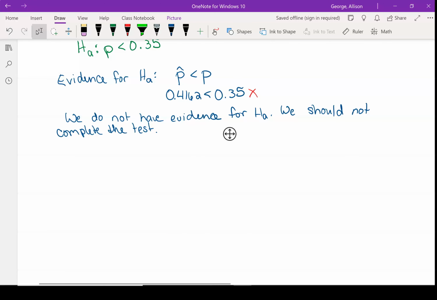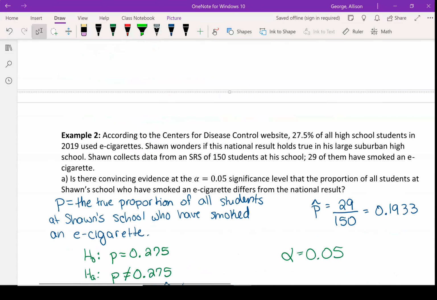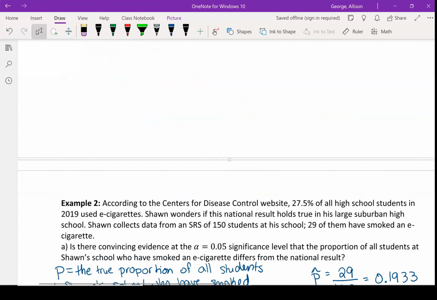All right, so then let's take a look at example 2. According to the Centers for Disease Control website, 27.5% of all high school students in 2019 used e-cigarettes. Sean wonders if this national result holds true in his large suburban high school. He collects data from an SRS of 150 students at his school. 29 of them have smoked an e-cigarette. Is there convincing evidence at the alpha equals 0.05 significance level that the proportion of all students at Sean's school who have smoked an e-cigarette differs from the national result?